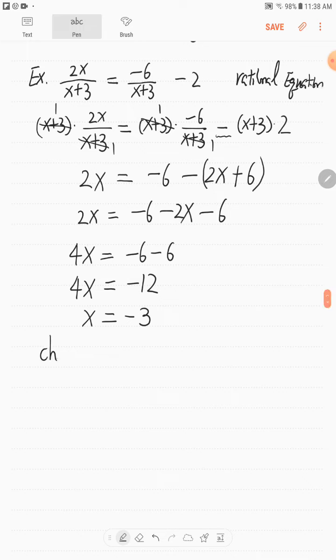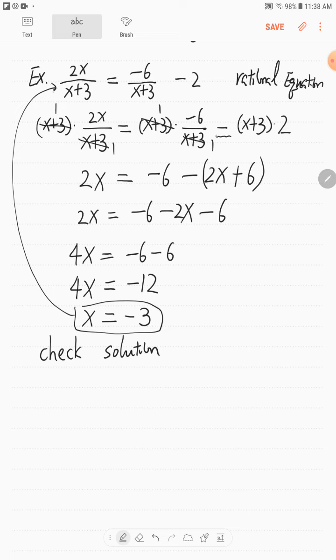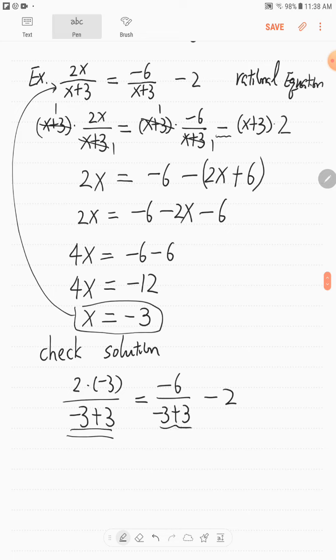Okay, we check the solution. How to check it? You just plug this number into the equation. Then you will have 2 times negative 3 over negative 3 plus 3 equals negative 6 over negative 3 plus 3 minus 2. So you notice that the denominator is 0. So that means x equals negative 3 is not a solution for this equation, right? So the answer is there is no solution.